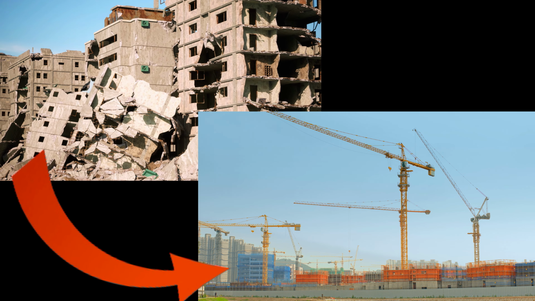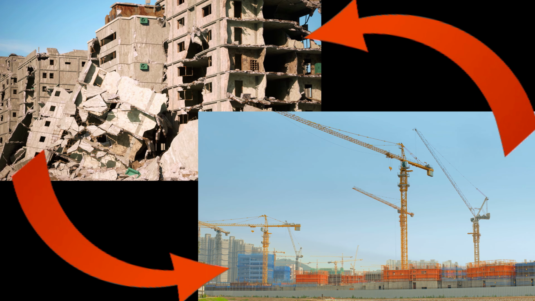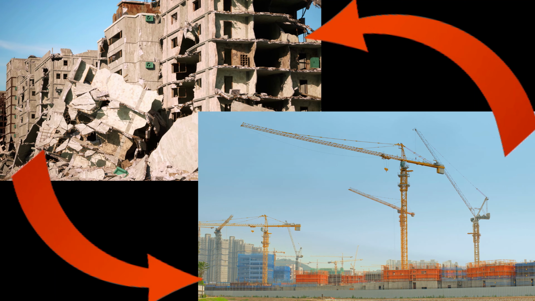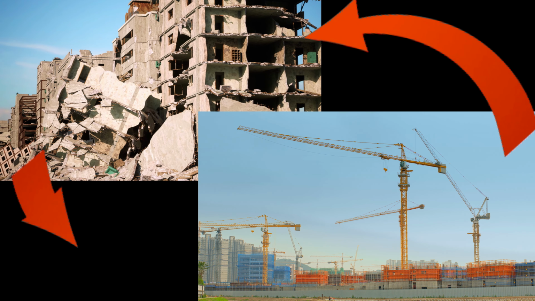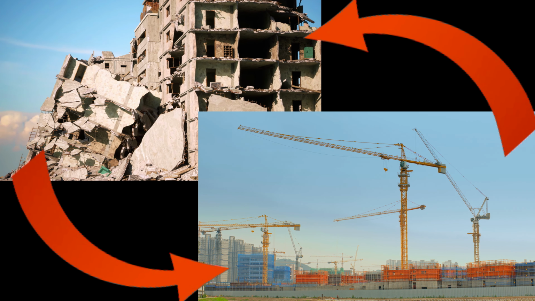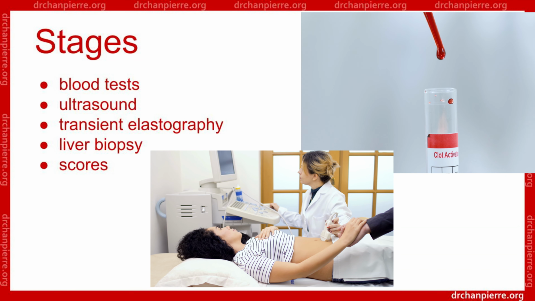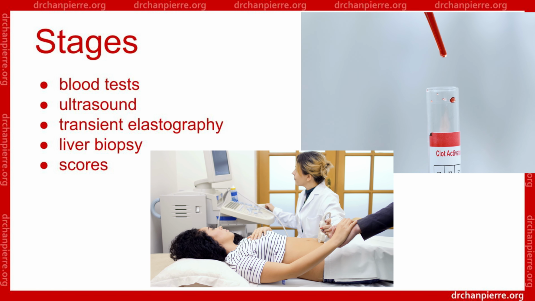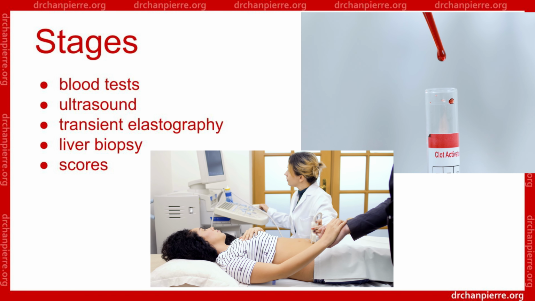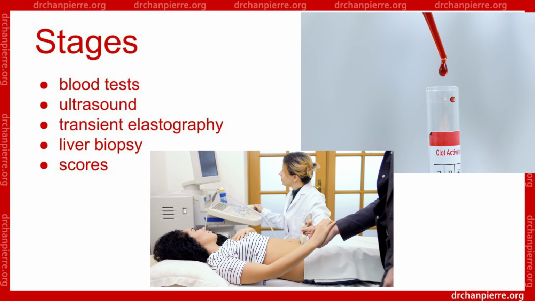When the alternate processes of inflammation and healing occur repeatedly, scarring, fibrosis, and cirrhosis develop after a long period of inflammation that results in replacement of the healthy liver tissue with fibrotic tissue and regenerative nodules. There are some complicated ways of staging fibrosis or cirrhosis. For example, by symptoms, blood tests, ultrasound, transient elastography, liver biopsy.